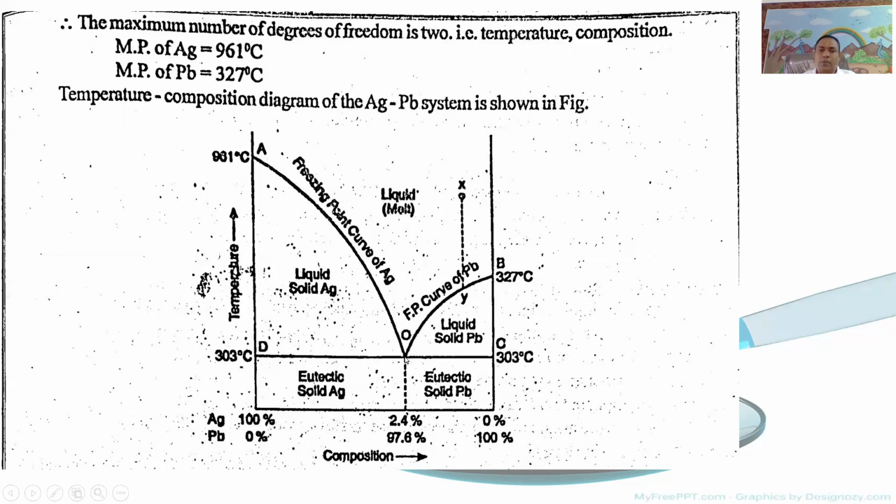Here, the number of degrees of freedom required to explain the point O based on the reduced phase rule is P plus F equal to C plus 1, F equal to C plus 1 minus P, where C is 2 and P is 3. Therefore, 2 plus 1 minus 3 is 0. This means that at constant temperature and constant composition only, the three phases of the silver-lead system coexist in equilibrium. This point is called the eutectic point.